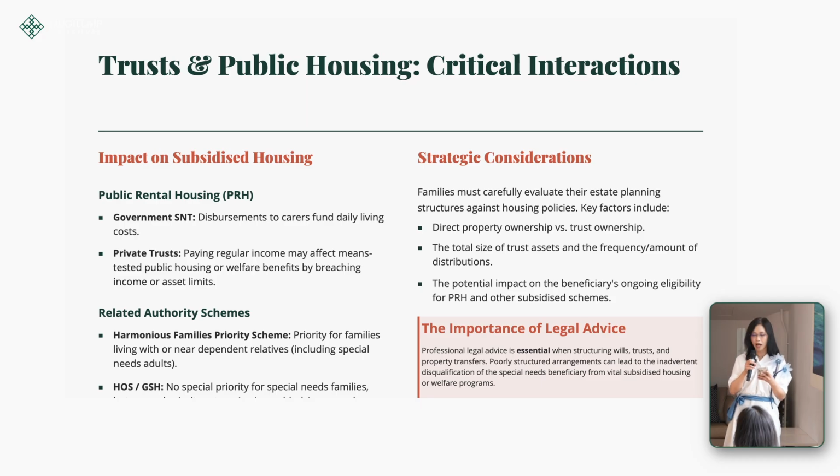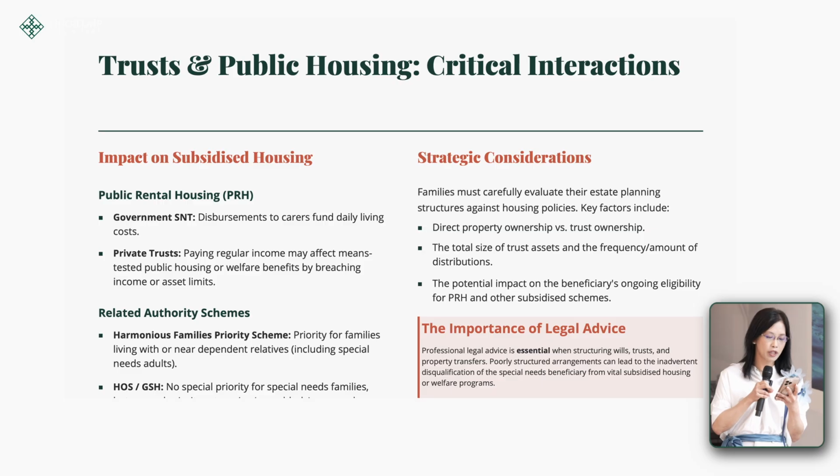And there are some schemes that housing authorities provide. There is a Harmonious Family Priority Scheme. It offers priorities for families living with or near dependent relatives, including special needs adults. This is a meaningful benefit for many of you in this room. Maybe for HOS and Green Form subsidized home ownership, there is no such special priority for special needs families, although general priority categories may apply depending on household composition.